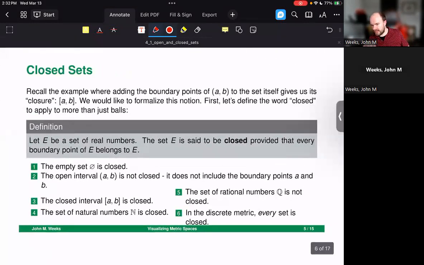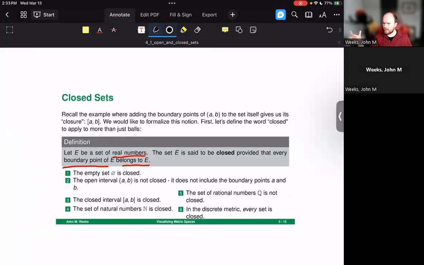Let's talk about those closed sets. Let's define a set in the real numbers. Again, this is what I tell my undergraduate senior students when we're going through advanced calculus, that a set E is closed in the real numbers, provided that every boundary point of E belongs to the set E. And we can generalize this for the notion of boundary points of an arbitrary set in a metric space. In that case, of course, you're just replacing the real numbers with X. So you're saying let E be a subset of a metric space X.